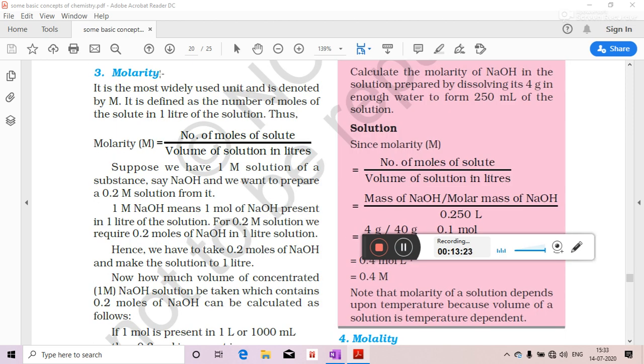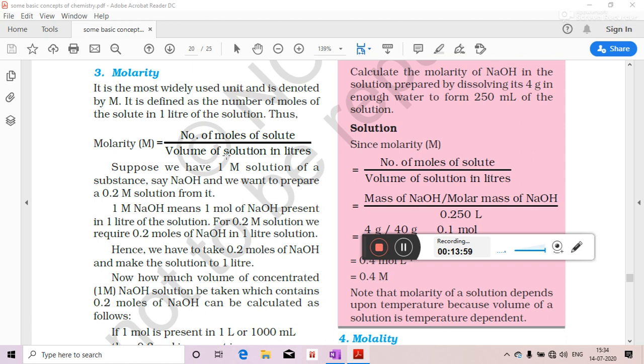Now next is molarity. It is the most widely used unit and is denoted by capital M. It is defined as the number of moles of solute in 1 liter of the solution. Thus, molarity, capital M, equal to number of moles of solute divided by volume of solution in liters. Now here you can see that in the denominator we have to take the volume of the entire solution, while in the numerator we have to take number of moles of only solute.